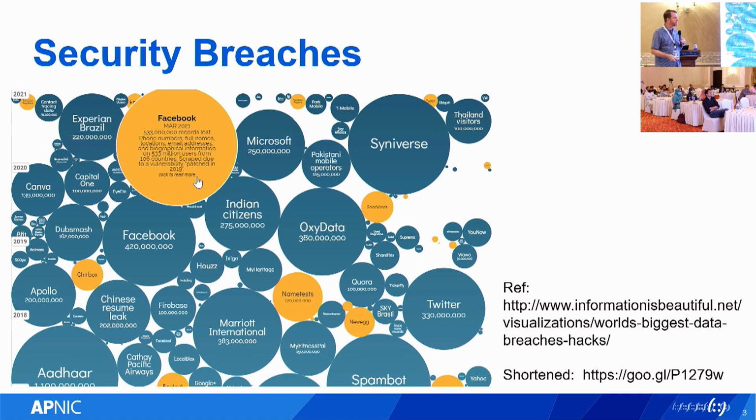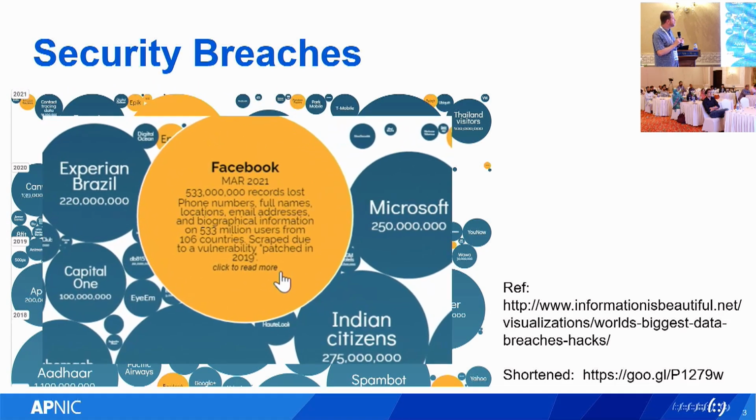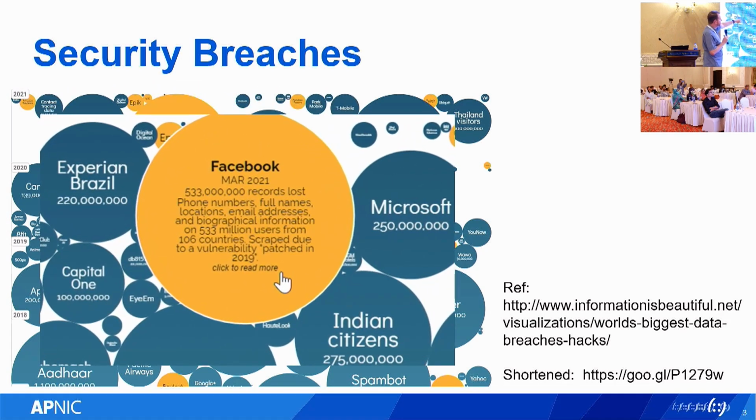It's an interactive website, and if you click on them, it actually will bring up more information relating to it. So this very large circle, for example, is from Facebook's data breach in March of 2021. This is where 533 million records of information were lost. So really interesting information. This website is very useful.